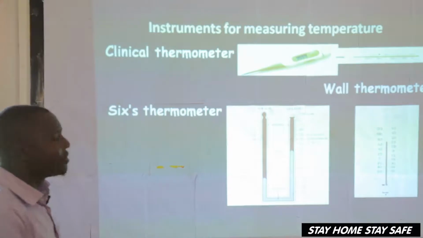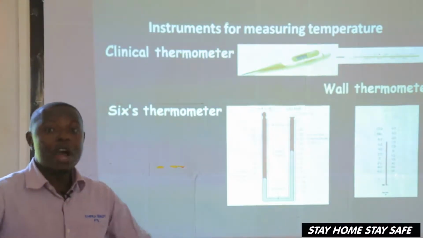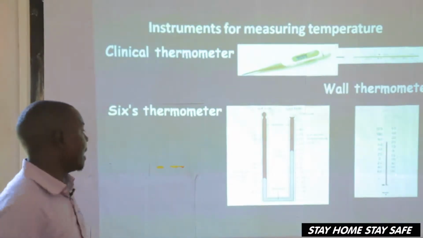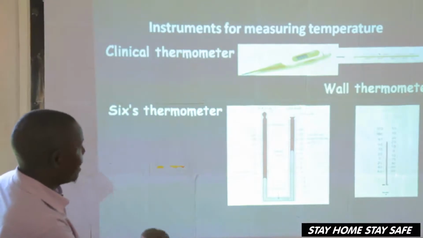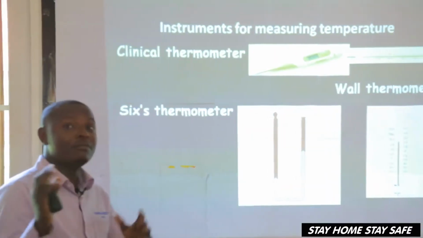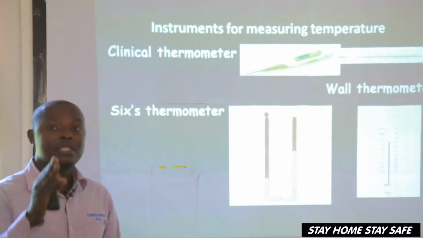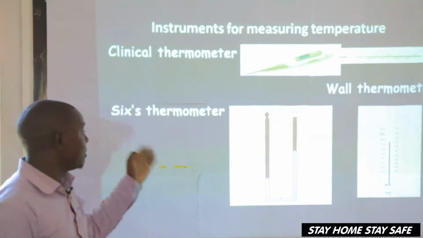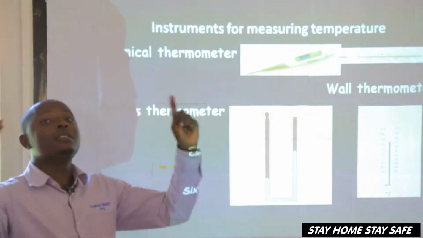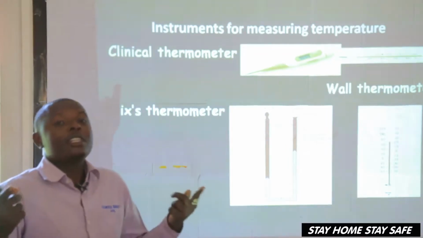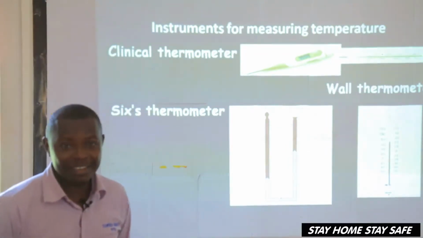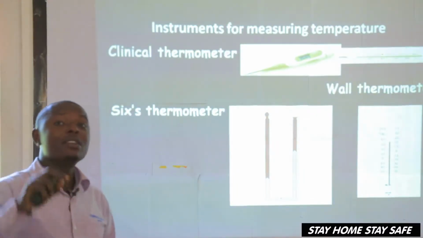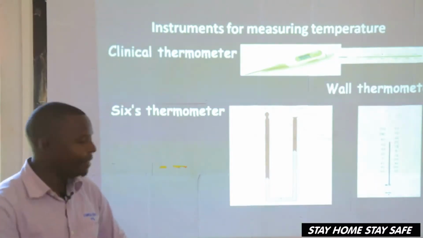Then we have the one which is called a weather thermometer, or a Six's thermometer, or minimum maximum thermometer. It looks like this. This is a picture of a Six's thermometer. It was first made by a man called James Six. He was the man who made it. So he gave it a name. If I make mine, I'll call it Johnny's thermometer. So that's why we are calling it Six's thermometer. It measures the highest and the lowest temperature of the day.